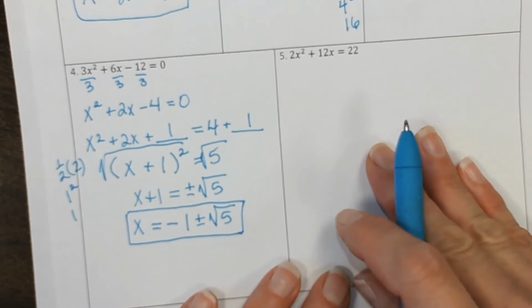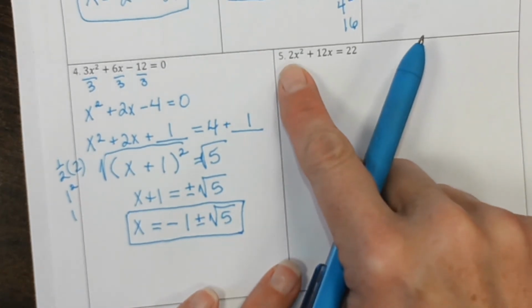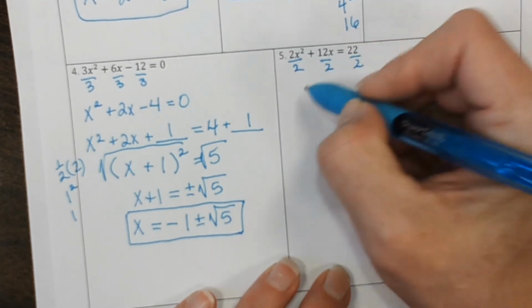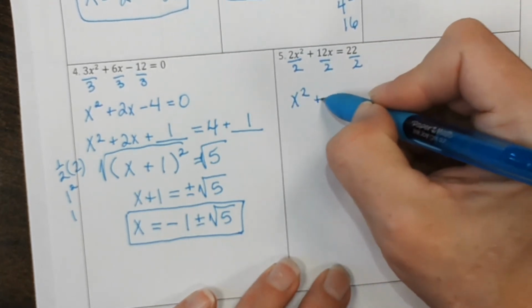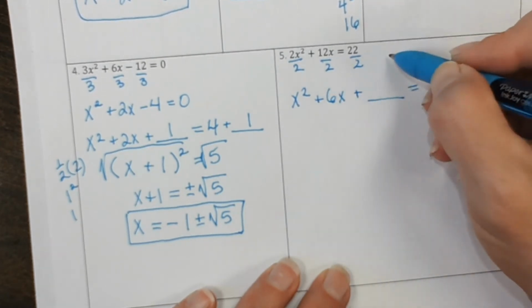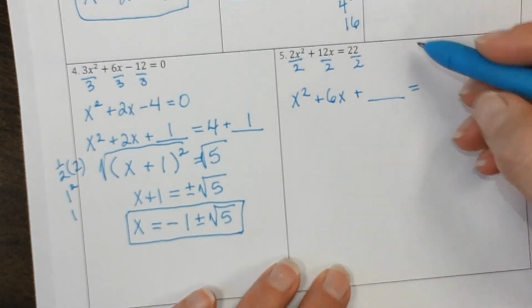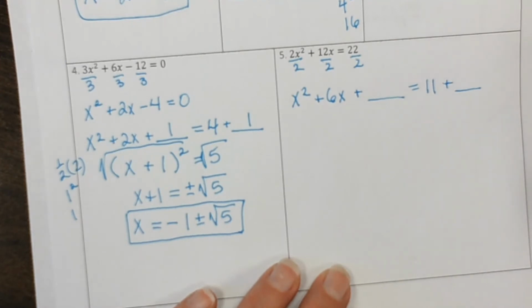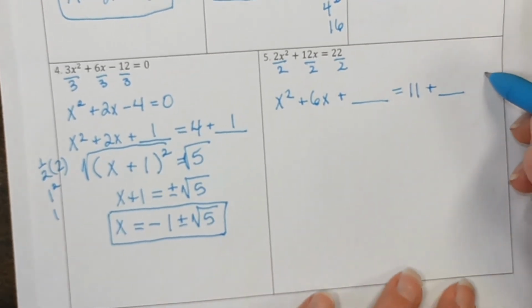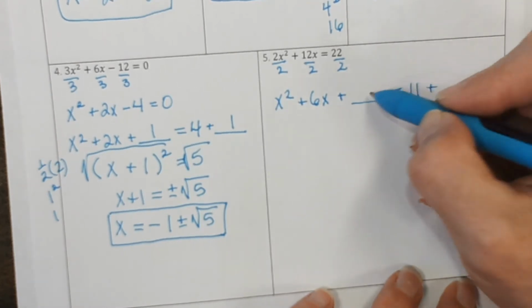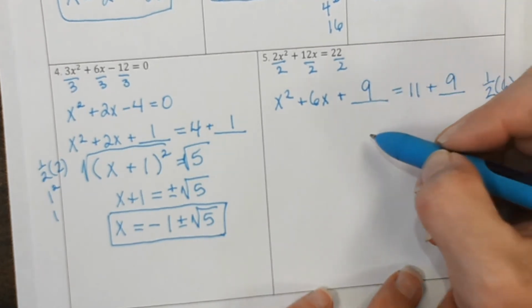Okay, last example. Again, we see we have that coefficient. We're going to go ahead and divide everything by 2. So we have x squared plus 6x, and again, I'm going to give myself the plus blank space. My constant is already over on the right-hand side, so I can just simplify and give it a plus blank. So now I need to figure out what is half of 6. Half of 6 is 3. 3 squared is 9. 9 is what gets added to both sides.